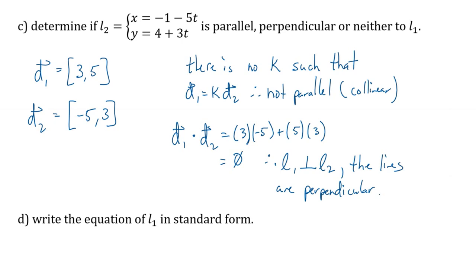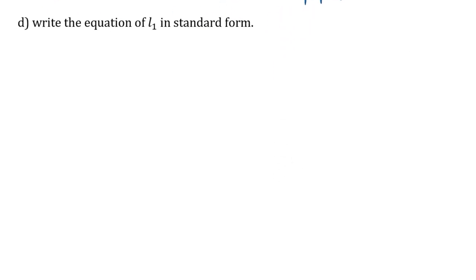Okay, so dot product is equal to 0. So the dot product and cross product are not going away. They're going to be big in this unit. And finally, write the equation of L1 in standard form.